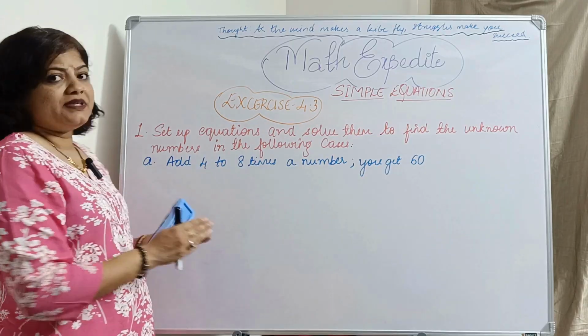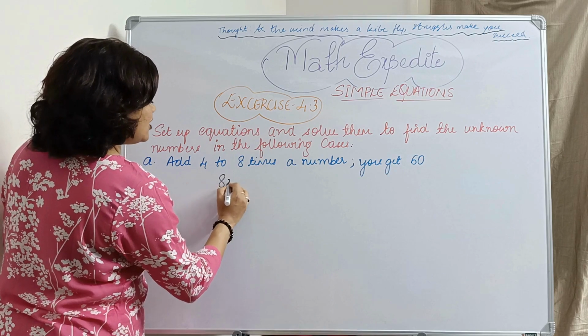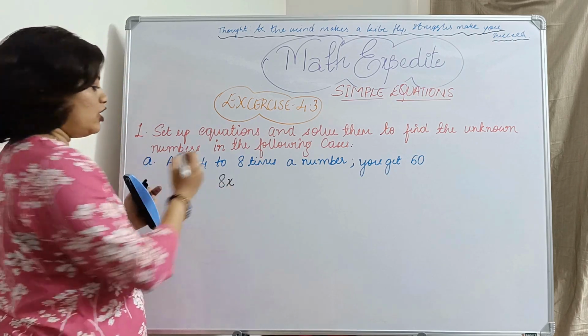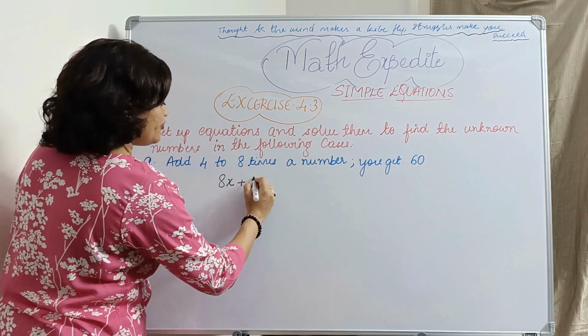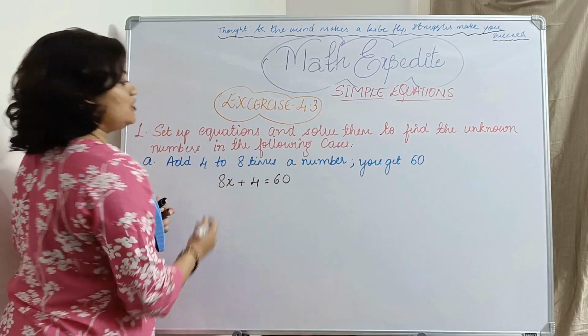So let us keep that number as x. So 8 times the number will be 8x. So they are telling we have to add 4 to 8 times the number. So we are adding 4. So what do we get? 60. So this is the equation we get.